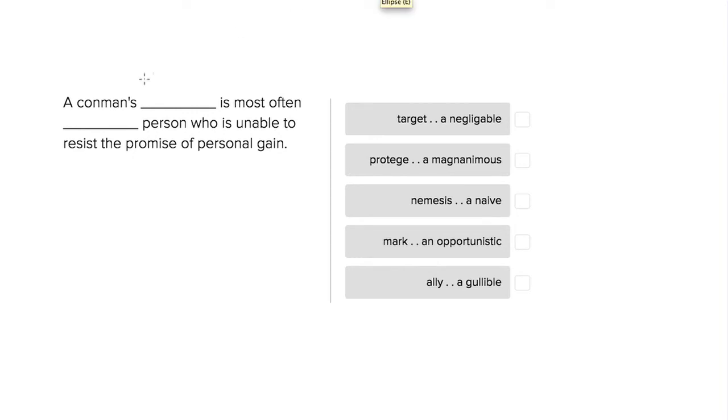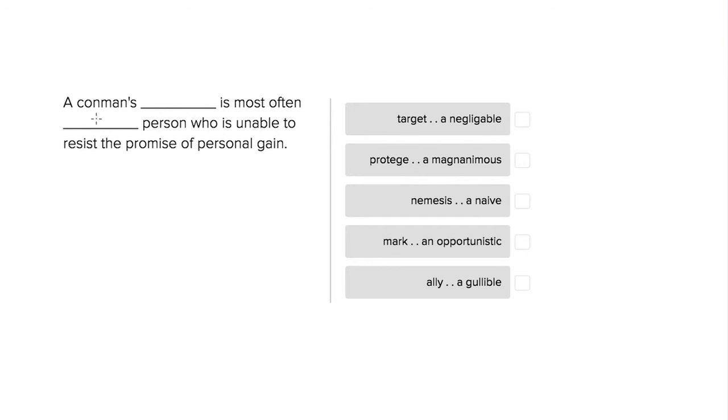So this question's asking us about a con man, and it's going to be very open-ended. This is a bit of a different approach. We have a lot of different words that could fit in here and completely change the meaning of the sentence. So we just want to see which of the two blanks are going to go together well. Let's first look at our first blank and see what we're really looking for.